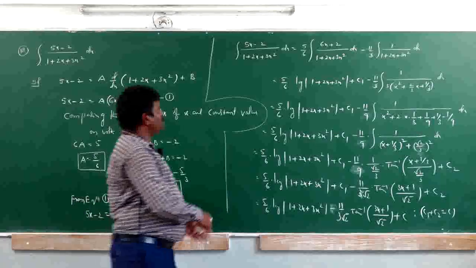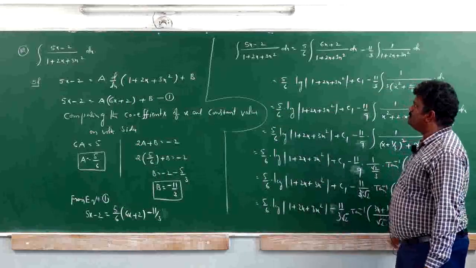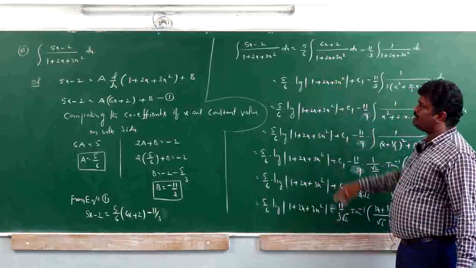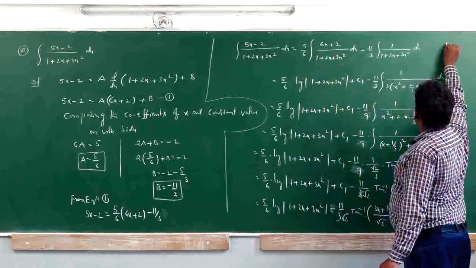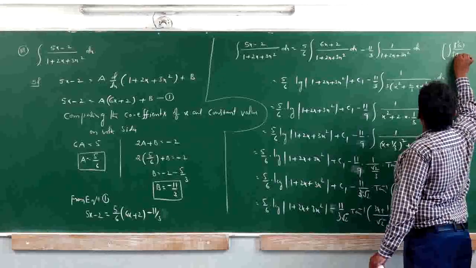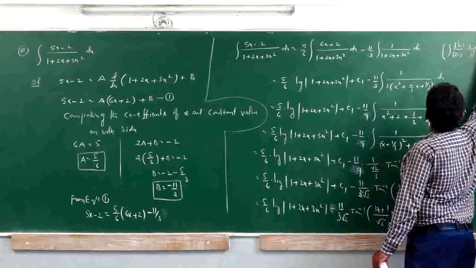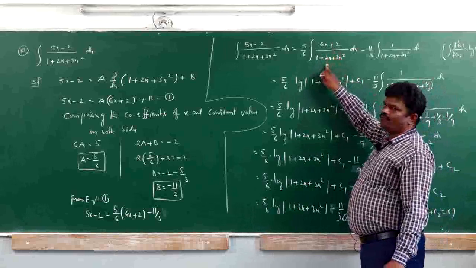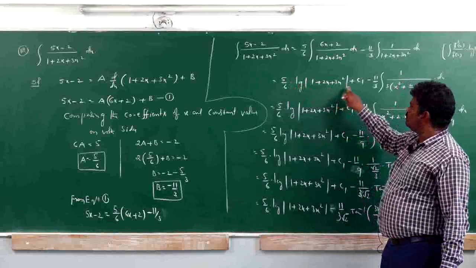Now this total value is divided by the denominator of the given integral, 1 plus 2x plus 3x square. Now take the formula, which I already explained: integral of f dash of x by f of x is equal to log of f of x plus c. So directly, 5 by 6 into log of this value plus c1.